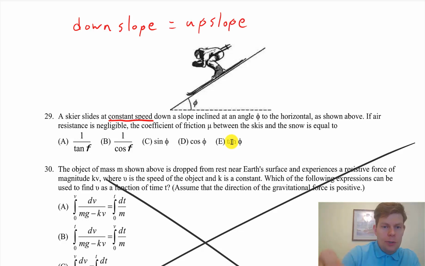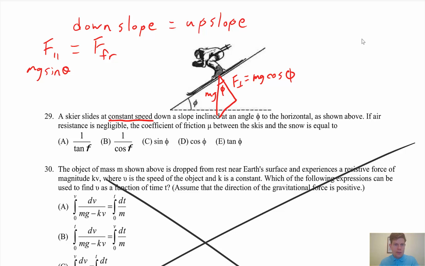In your downslope, you've got your F parallel, and your upslope is friction. So you've got mg sine theta. Love your little triangle. F perpendicular equals, this is mg, this is phi, mg cos. Sorry, I ran out of space again. And your F parallel is mg sine phi.